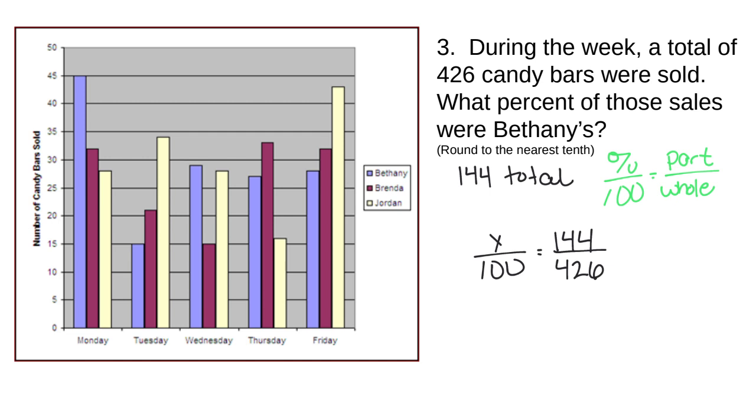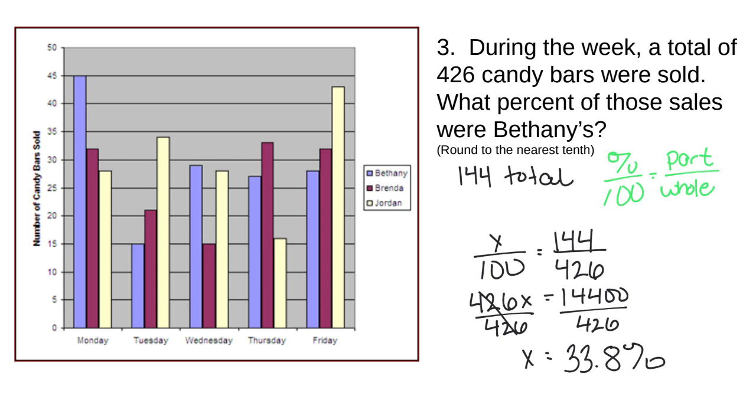Once we're here, we've got it all set up. It's time to cross multiply. So 426 times x and 144 times 100. To solve for x, we're going to divide by 426 because 426 divided by 426 is 1. So we have 1x here. On the other side, we're going to grab a calculator and do 14,400 divided by 426. And that's going to come out to 33.8. And remember, that's the percent. So Bethany sold 33.8% of all the candy bars that week.